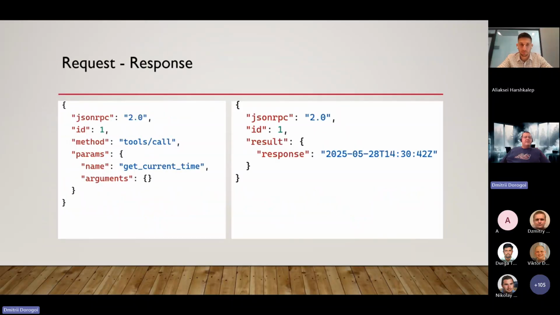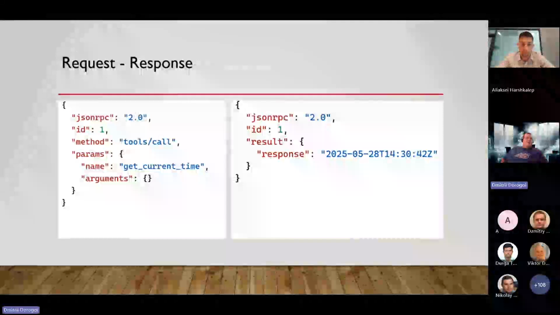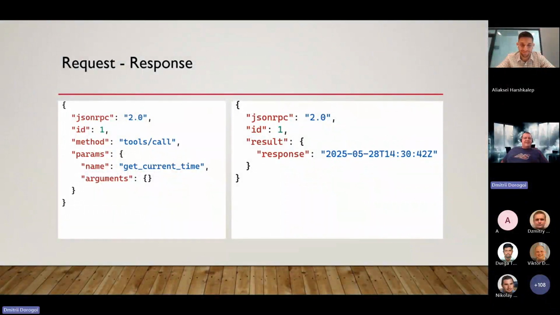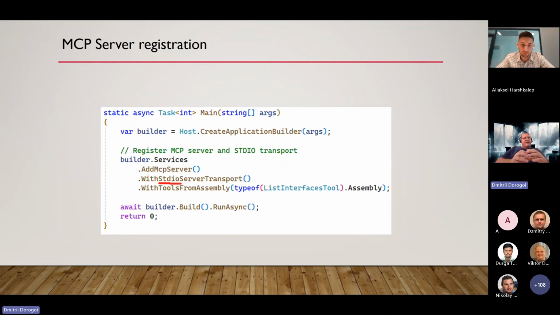Next step. This slide is about MCP, the Model Context Protocol, and how it looks. The first part is get current time. It's our request. And the next slide is a response. And the Model Context Protocol is just a description of this JSON, no more for now. Actually, a bit more. So how do you register your MCP server? After creating a tool, you have to register your MCP server.